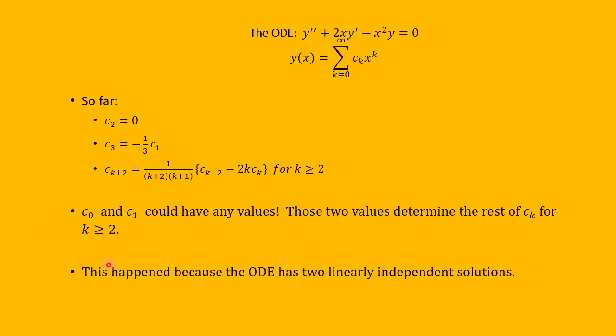And this happened because this ordinary differential equation we had up here is second order linear homogeneous. So what happens is if we take two slightly different choices of C0 and C1, we will get two linearly independent solutions to the differential equation. Both of those solutions will be power series.